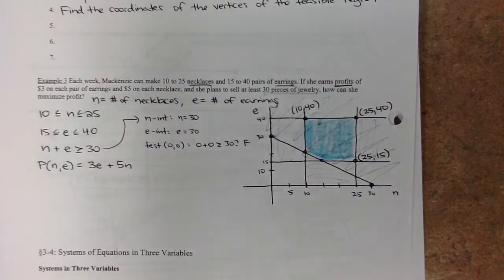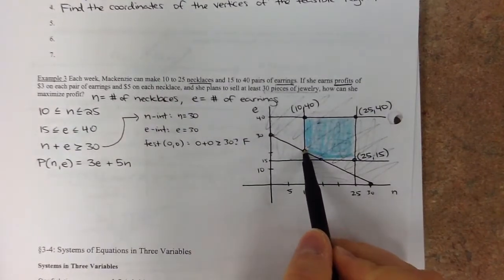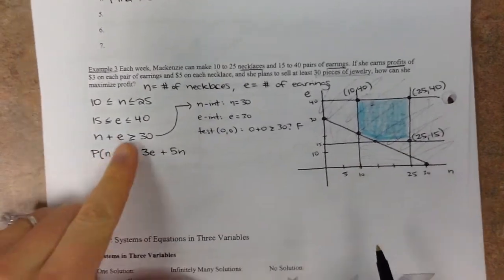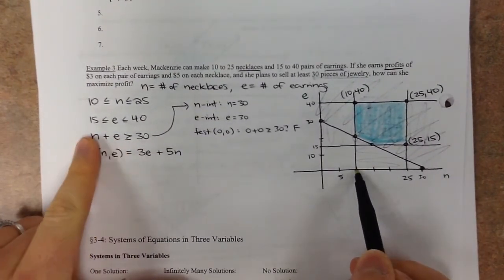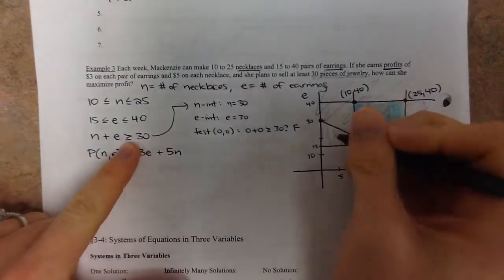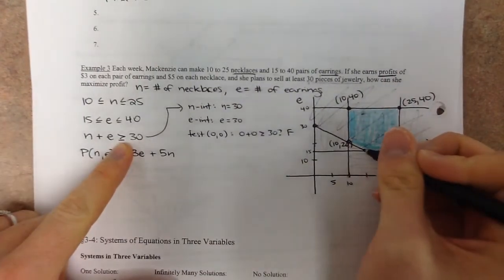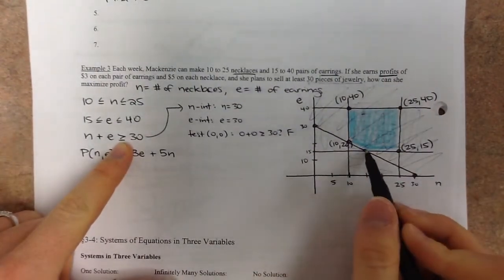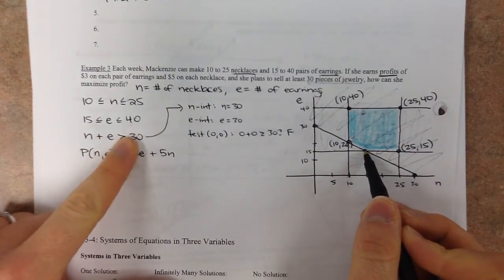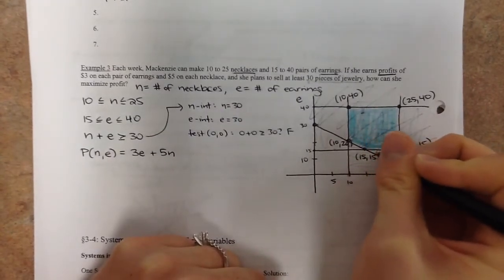What I need to do is for this one right here, I actually need to plug 10 into this function to figure out what I'm going to get. So if I plug 10 into this line right here, 10 plus what gives me 30? Well, that would be 20. So that must mean that this is 10 comma 20. And then right here, I need to plug E equals 15 into this equation. So what plus 15 gives me 30? Well, that would be 15. So this is 15 comma 15.